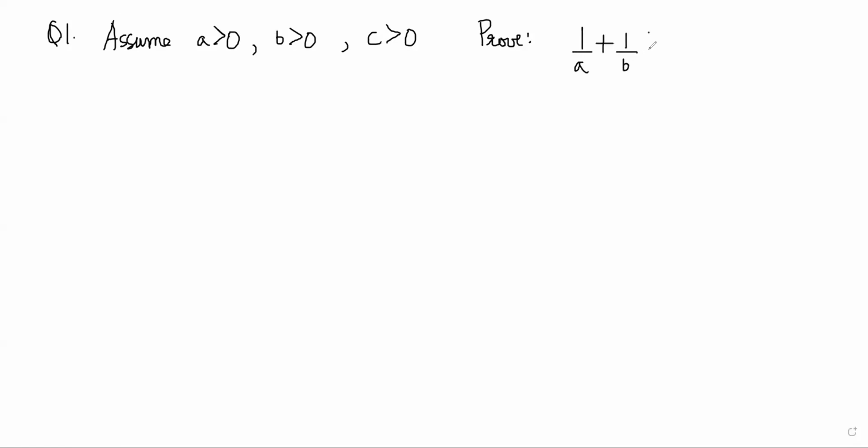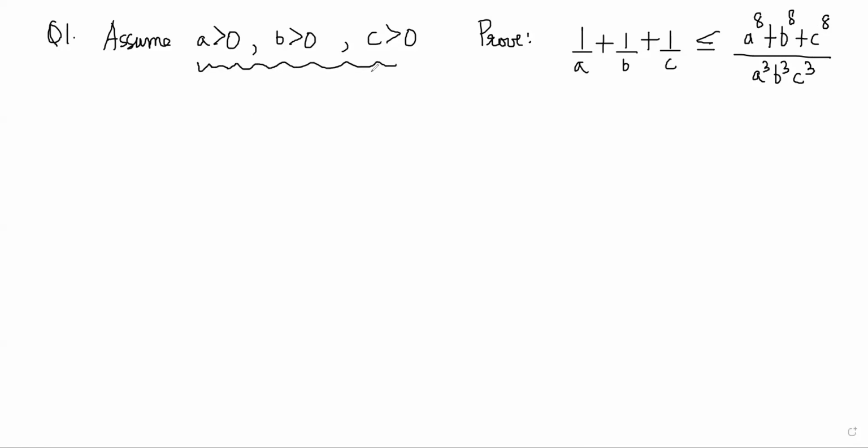So let's look at the first question here. Question 1 says, assume that A is greater than 0, B is greater than 0, C is greater than 0. We have to prove that 1 by A plus 1 by B plus 1 by C is less than or equal to A power 8 plus B power 8 plus C power 8 by A cubed B cubed C cubed. Okay. So they have not told us the order of A, B, C.